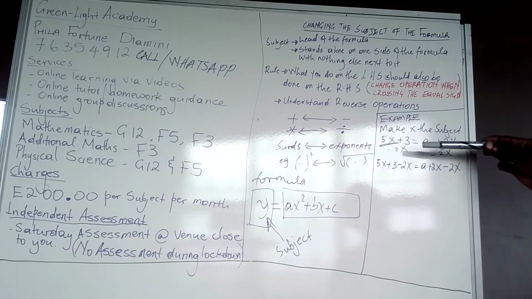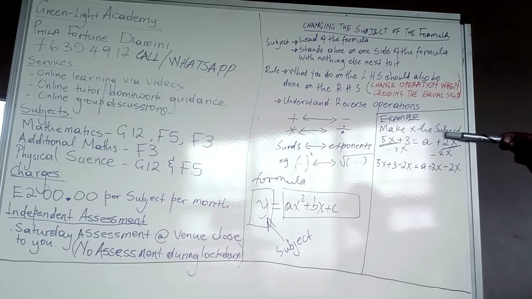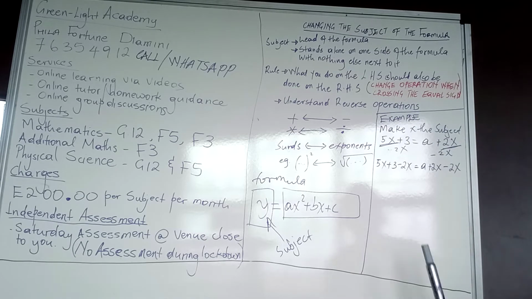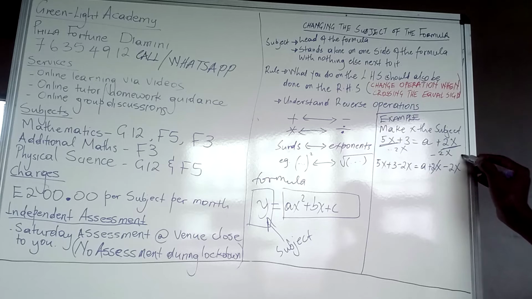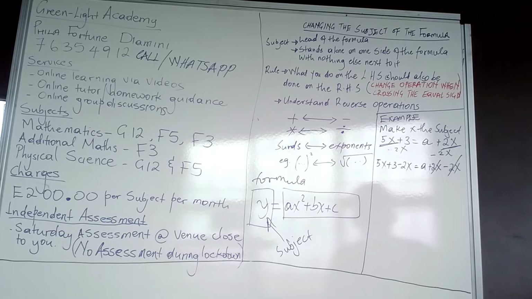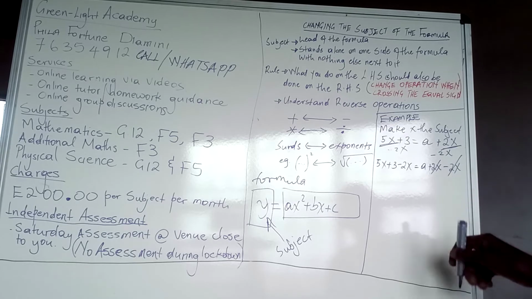Please note, I subtracted 2x on both sides of the equation. Then, once you understand that, you have to collect some like terms here. 2x minus 2x is going to be 0. 2 apples minus 2 apples, no apple left. 2 bananas minus 2 bananas, no banana left. So 2x minus 2x, 0.